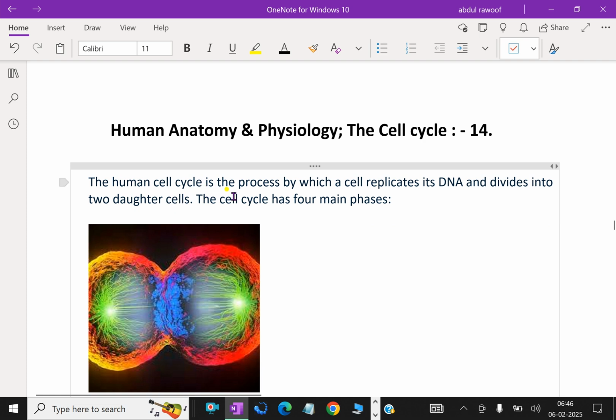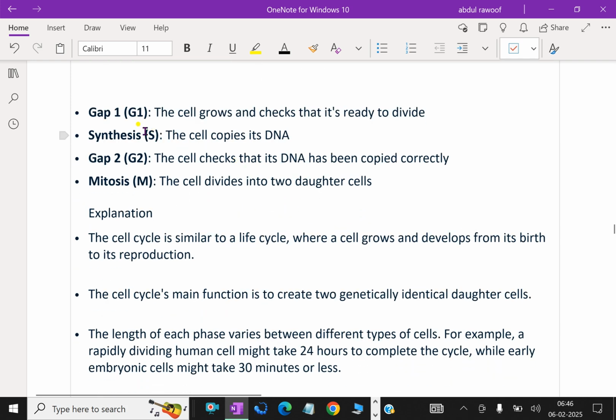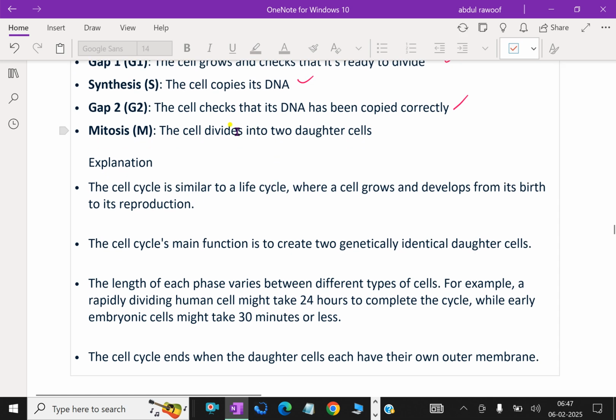The human cell cycle is the process by which the cell replicates its DNA and divides into two daughter cells. The cell cycle has four main phases. Gap 1, that is G1, the cell grows and checks that it's ready to divide. Synthesis, S, the cell copies its DNA. Gap 2, that is G2, the cell checks that its DNA has been copied correctly. Mitosis, M, the cell divides into two daughter cells.